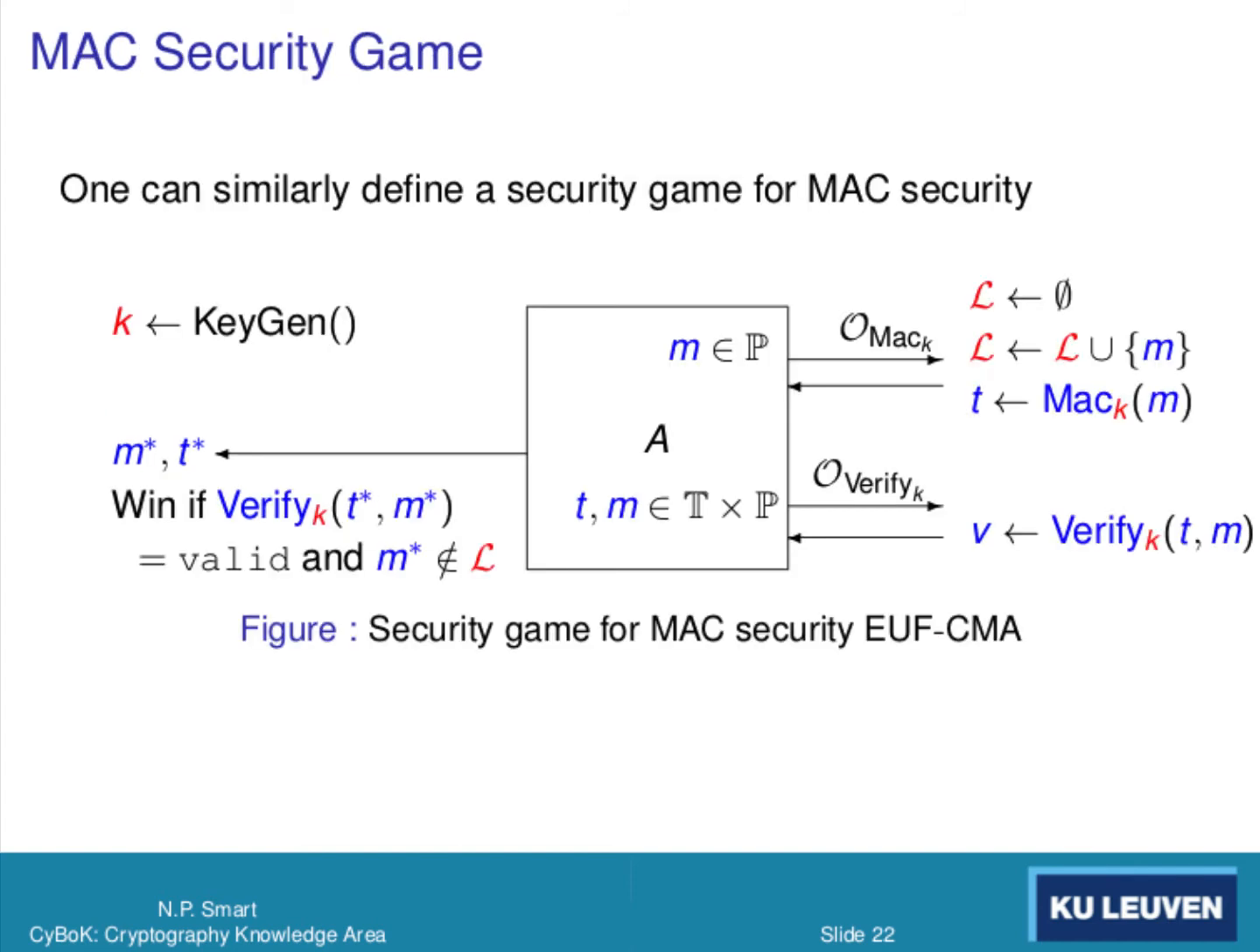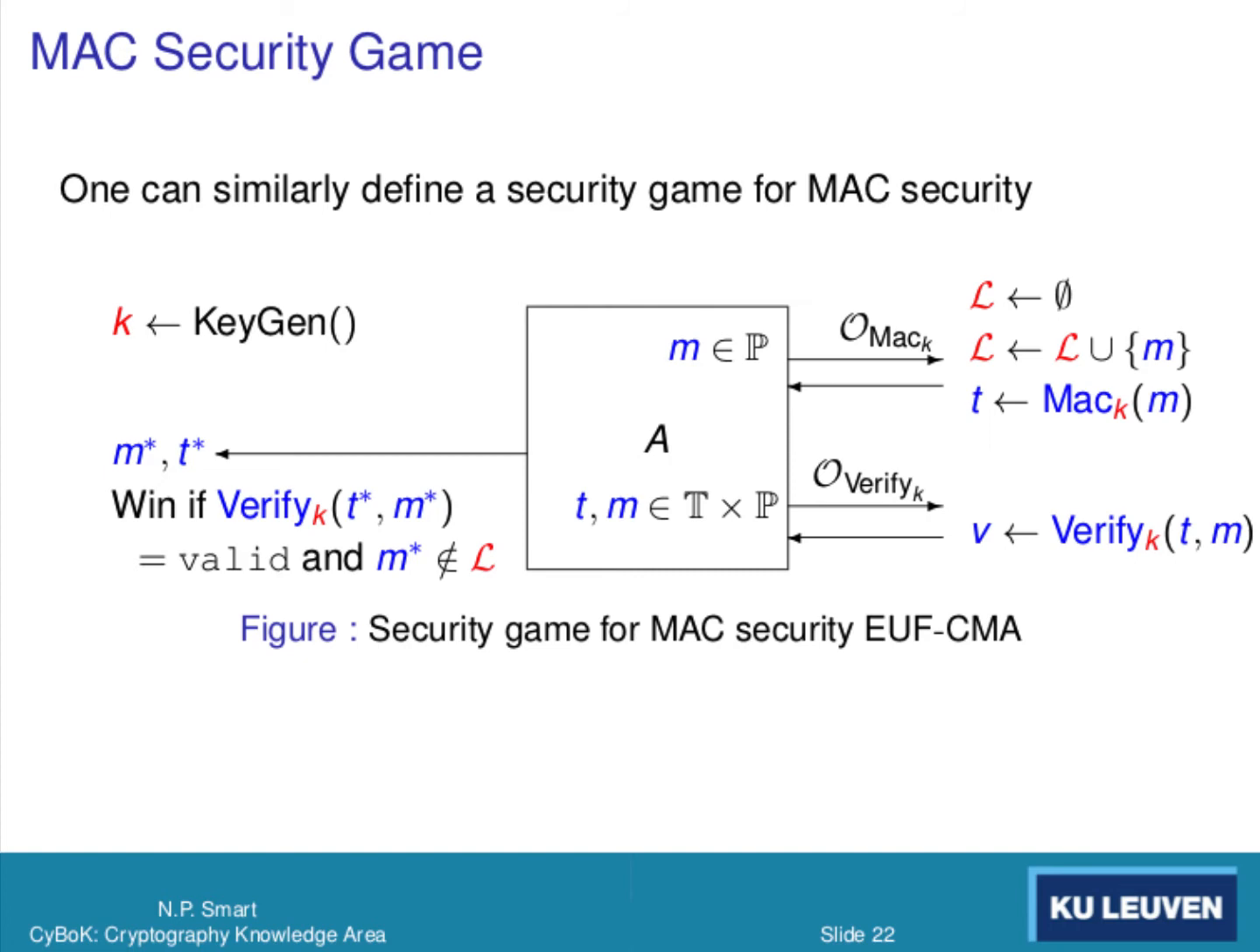So it turns out that we can do exactly the same game for defining security for message authentication codes. So here we see the picture, which looks rather complicated, for message authentication code security. Here the environment comes up with a random key K. The adversary is given access to two oracles. One oracle which allows him to generate MAC tags on messages of his choosing, and also a verify oracle that allows him to verify whether a MAC tag is correct.